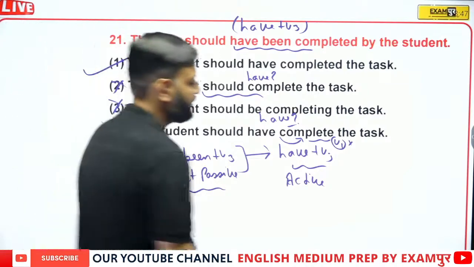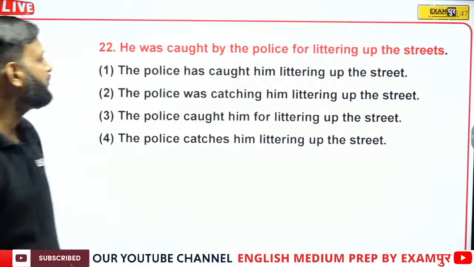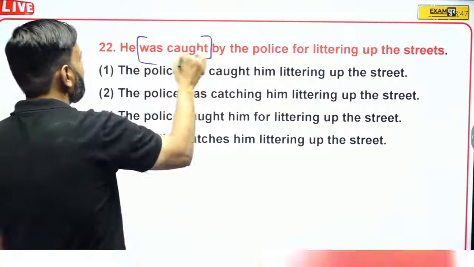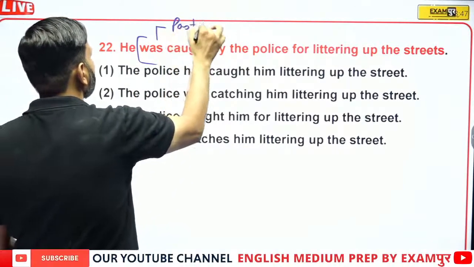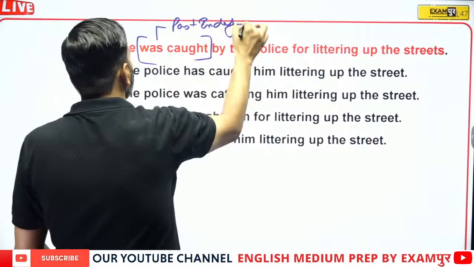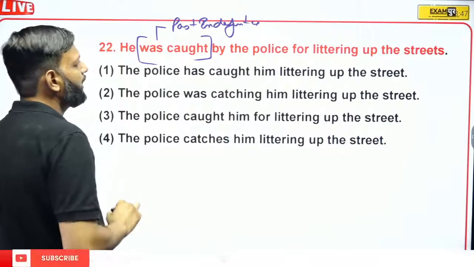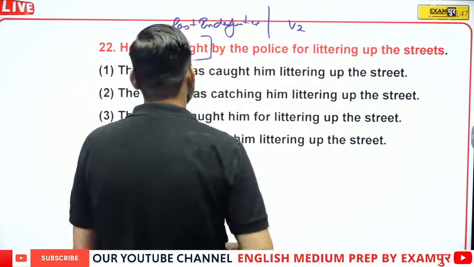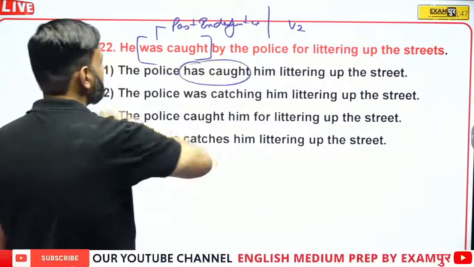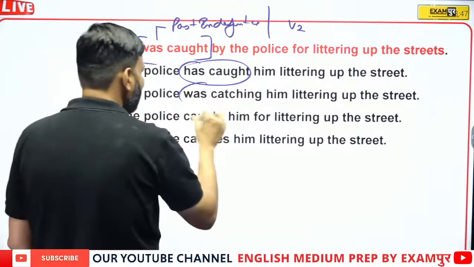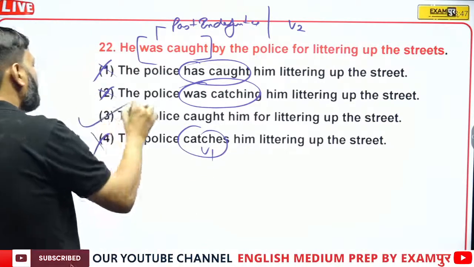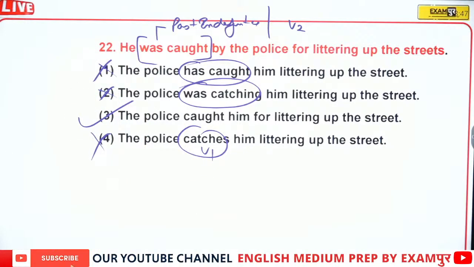Okay. Now the next one. Question number 22. He was caught by the police for littering up the street. He was caught. See, was plus V3 means past indefinite, and past indefinite active requires second form. So here we have has caught, which is present perfect, cannot be the answer. Was catching, continuous, cannot be the answer. Catches, here we have first form, cannot be the answer. Option number 3 is the right answer.